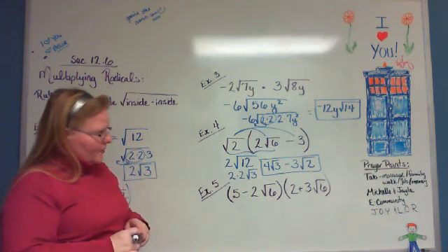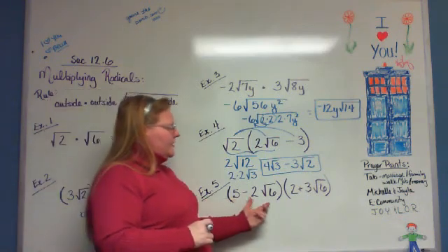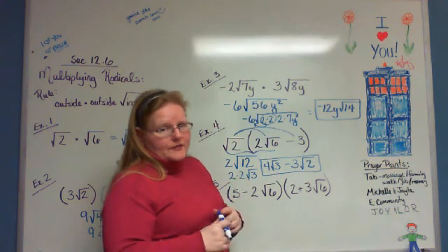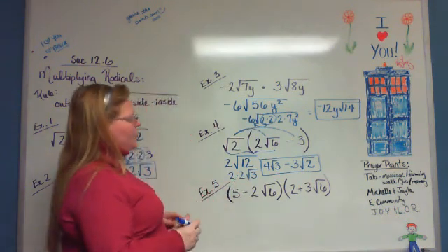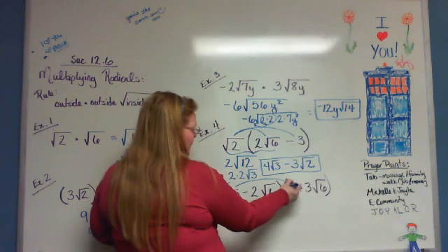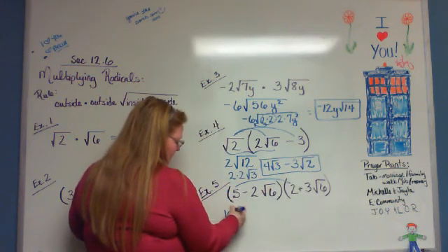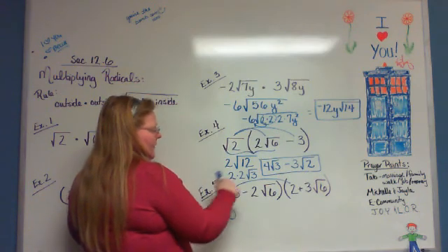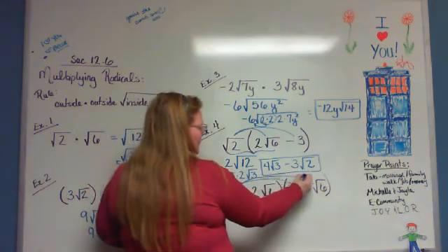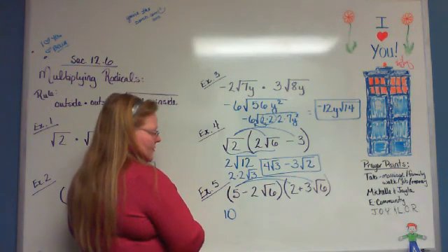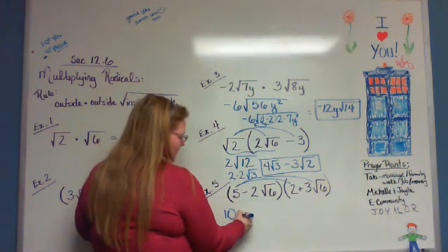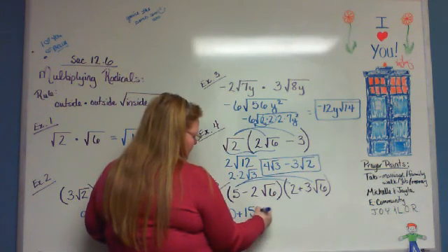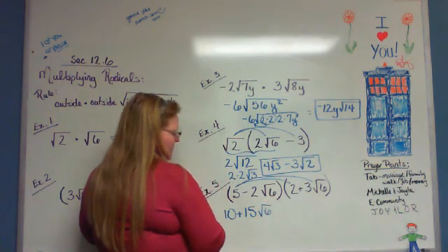Now's when it gets really rough. When you have this times this, you have to FOIL it, just like we did when there were letters. So 5 times 2 is 10. That's easy. Outside times outside is outside. That's good. Then we've got to do the 5 times the 3 square roots of 6. Outside times outside, so that's 15 square roots of 6.